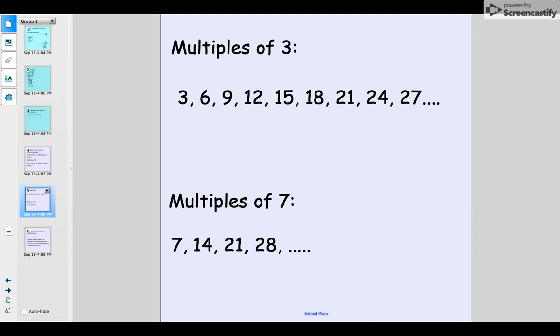So using factors or multiples is more than just learning what a factor and multiple is. It's going to help you solve all of your multiplication products when you get stuck.